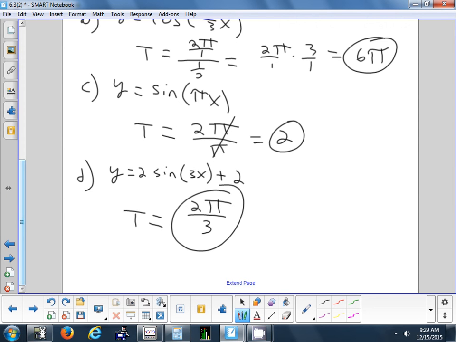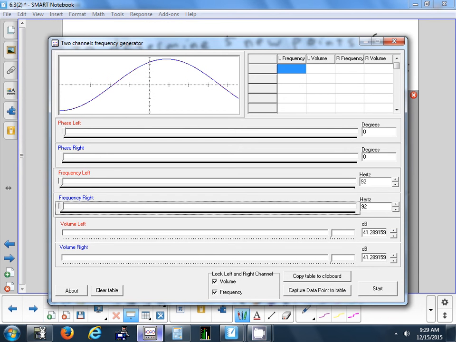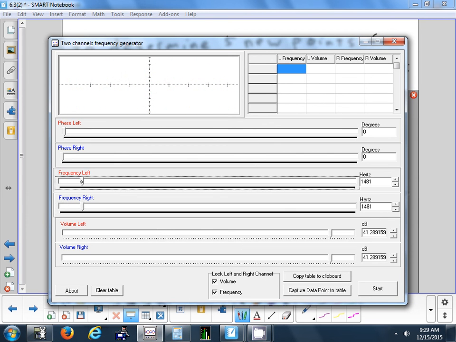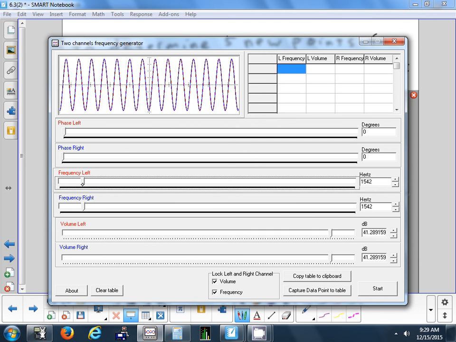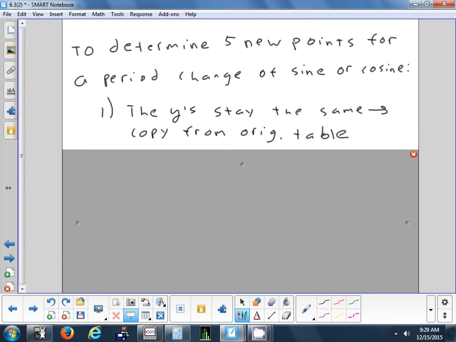Any questions on finding the period? All right, last thing we've got to do, just like all the other ones, is graph them. So, period change. Just imagine you're focusing on a single point. What's changing as we stretch and compress? X's or Y's? Yeah, the X's. We're moving left and right. So if the X's are going to change, the Y's stay the same.